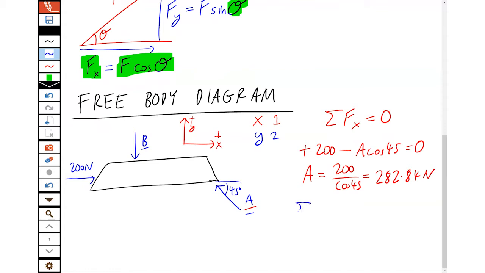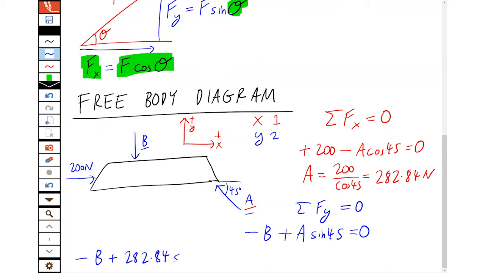The sum of all the forces vertically in Y is 0. So we've minus B pushing down plus the Y component of A. But we know what A is, so we've minus B plus 282.84 times sine of 45 is 0, and we find B is 200 newtons.